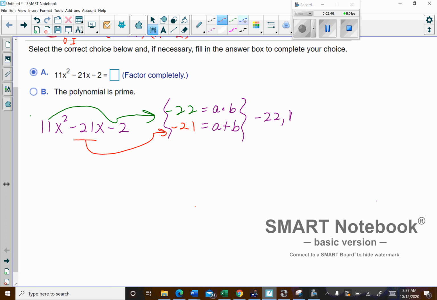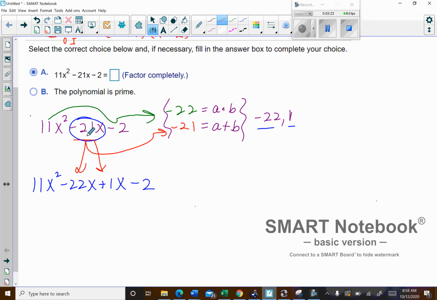So what we're going to do with that is replace this middle part right here with those two numbers. Now I'm going to have 11x squared, and then I'm going to have -22x, then I'll have a +1x. It doesn't matter, I could have put the +1 first and then the -22. It doesn't make a difference. And then we have -2. What I want you to see here is that this is the same thing as -21x. I just broke it up into a -22 plus 1, which is the same thing as -21.